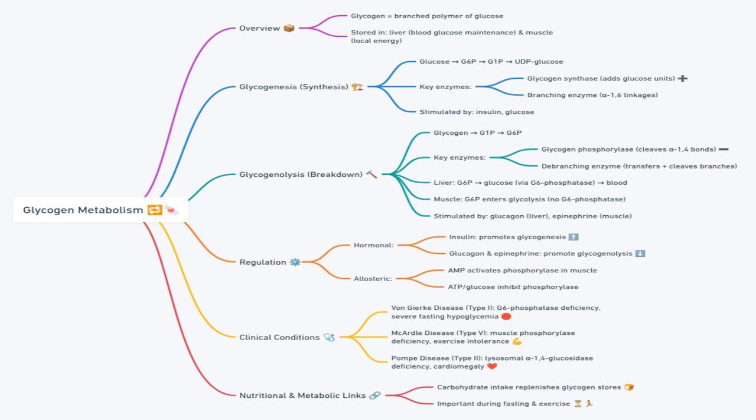So the glucose 6 phosphate is converted to glucose 1 phosphate by phosphoglucomutase, and then from glucose 1 phosphate to uridine diphosphate glucose.